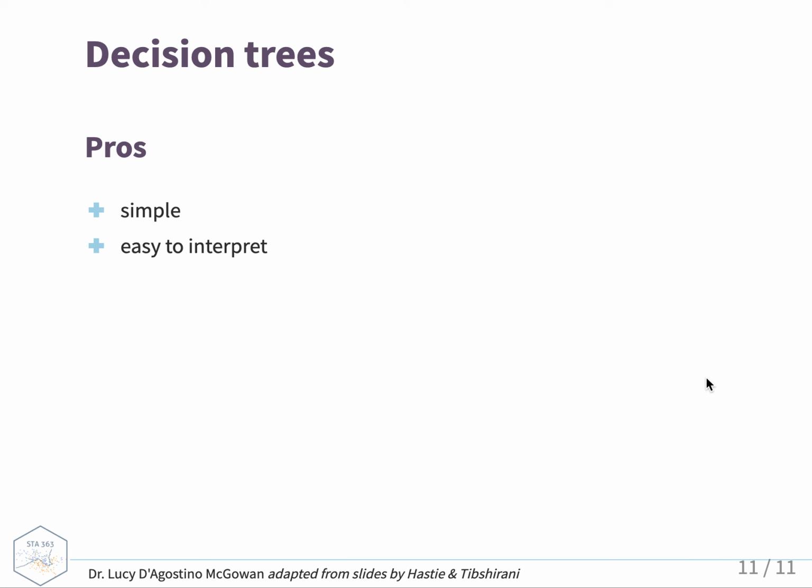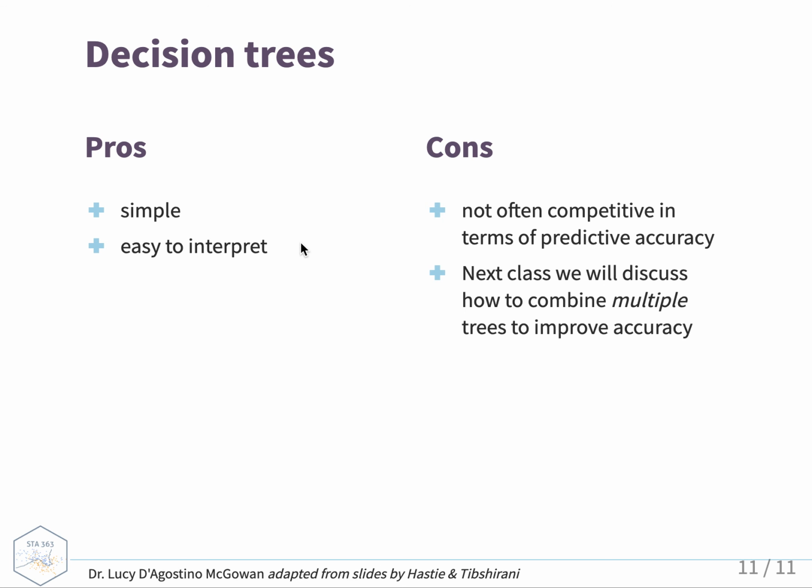So with these decision trees, the pros are that they are simple and easy to interpret. The cons are that they're often not very competitive in terms of predictive accuracy. But it turns out that we can combine multiple trees to help us improve accuracy. Next class, we're going to talk about how to combine multiple trees to get some improved model accuracy.